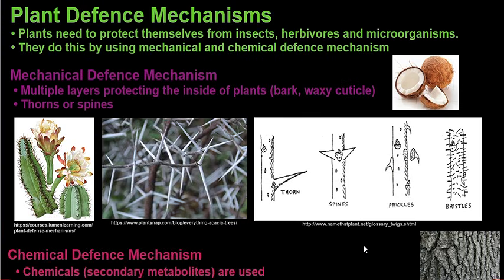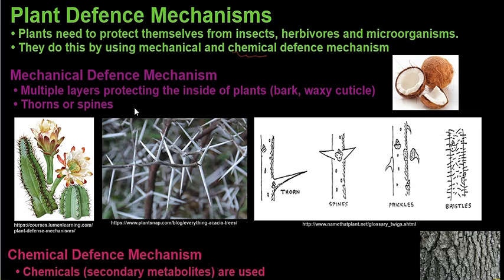The last bit, we are going to look at plant defense mechanisms. Plants need to protect themselves from insects, herbivores, and microorganisms, and they do this by using mechanical and chemical defenses. We are going to look at each one of these. The mechanical defense mechanism is straightforward.